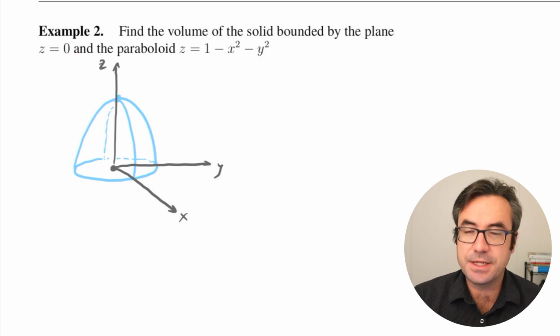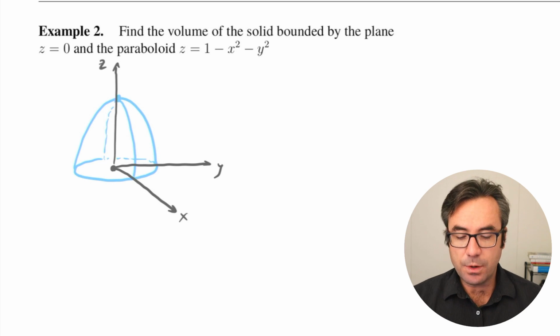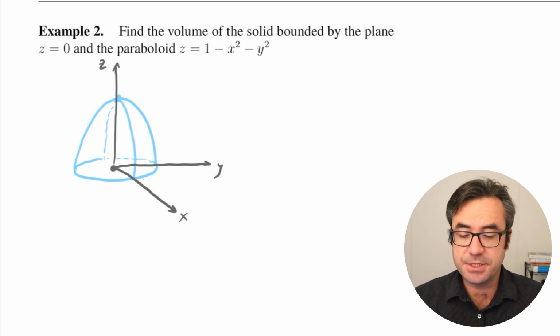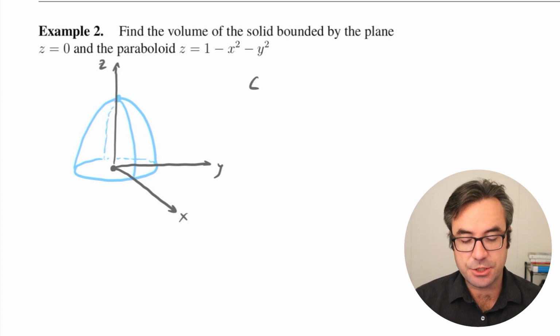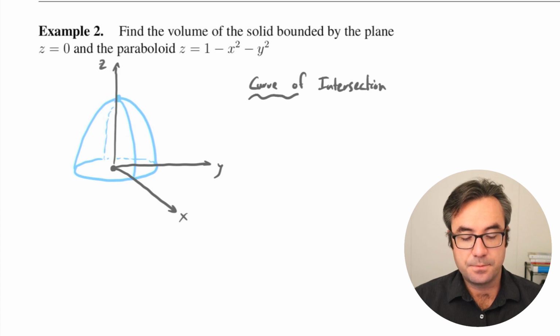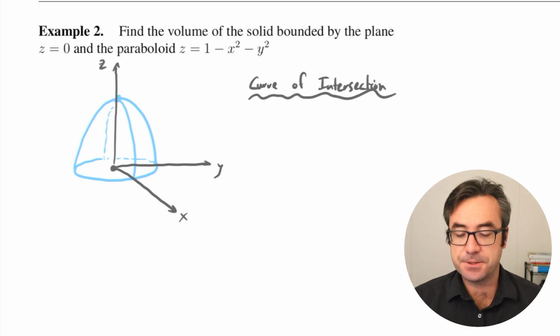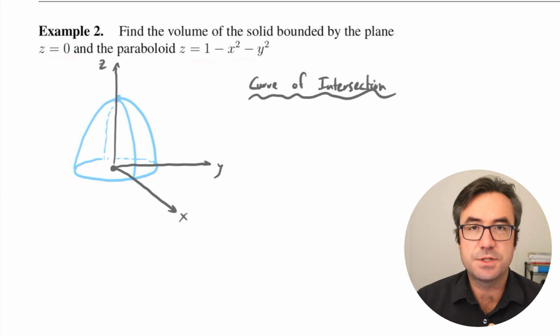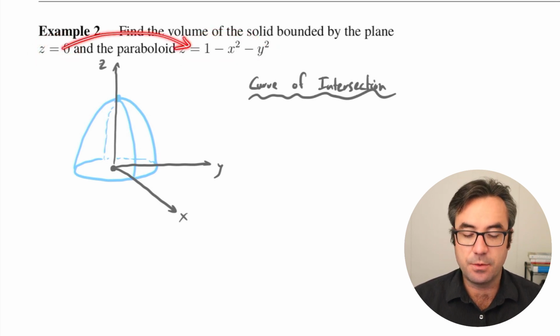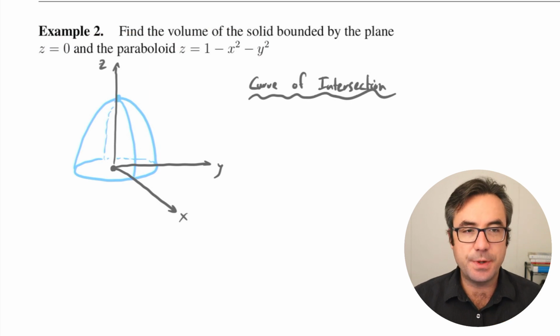Now z equals 0, that's just the xy plane. So what we want to do to get started is find where these two surfaces intersect. So we want to find the curve of intersection. And when we have the equations for two surfaces, z equals, we can just set these two equations equal to each other. Or another way to think of it, if we have z equals 0, we can just plug 0 in for z. So we're just setting these two equal.